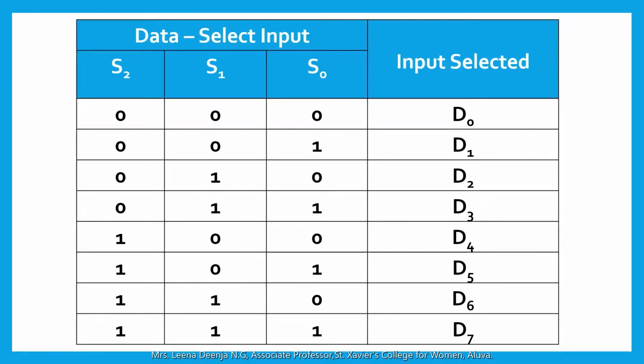For 8-input multiplexer, when S2, S1 and S0 are 0, 0, 0, data input D0 is selected. When they are 0, 0, 1, D1 is selected. If S2, S1, S0 is 0, 1, 0, then D2 is selected. If it is 0, 1, 1, D3 is selected. 1, 0, 0, then D4 is selected. If it is 1, 0, 1, then D5 is selected. If S2, S1, S0 are 1, 1, 0, then D6 is selected. If it is 1, 1, 1, D7 is selected.